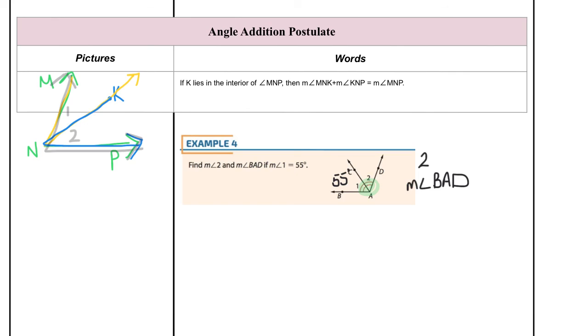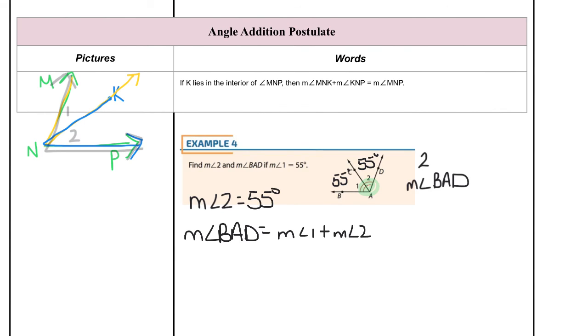What that says is since angle 1 has a double rainbow and angle 2 has a double rainbow, it means that those angles are congruent. So, since the measure of angle 1 is 55 degrees, the measure of angle 2 is also equal to 55 degrees. Now, we know the measure of angle BAD is going to be equal to the measure of angle 1 plus the measure of angle 2. If I put some substitution in there, that's 55 plus 55, which gives me 110. So the measure of angle BAD is equal to 110 degrees. Okay?